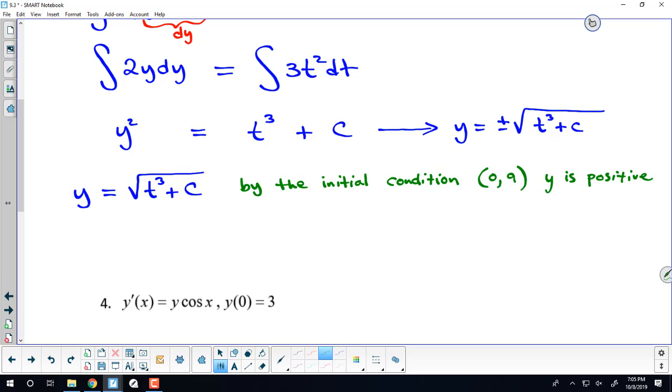All right, so that's y. Plugging in the initial condition again allows us to solve for c. t is 0, y is 9. So we have 9 is equal to the square root of 0 cubed plus c. So what is c? The square root of c is 9, so c has to be 81.